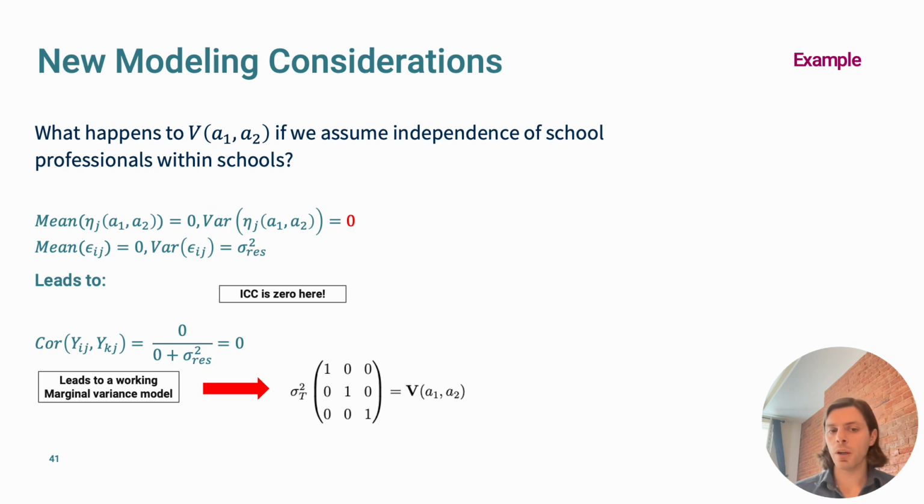Which leads to the following working marginal variance model, which we call an independent structure. It's still sigma squared t, our total variance, our total error, but now we have zeros in all those off diagonals instead of rho because they're uncorrelated. So if you think we have independence of school professionals, it leads to this working marginal variance structure, V of A1, A2. So you can see how the decision you made about how you think these school professionals are interacting with one another is going to affect what our variance structure looks like.